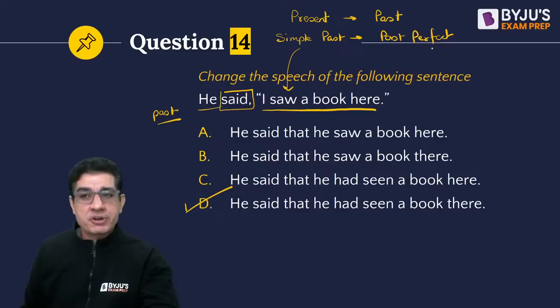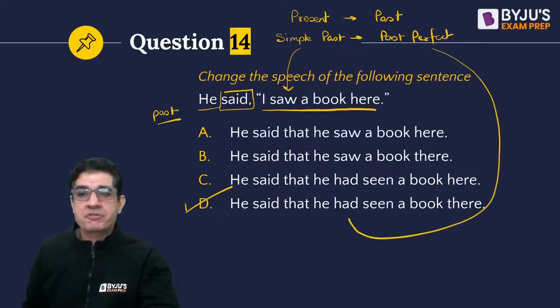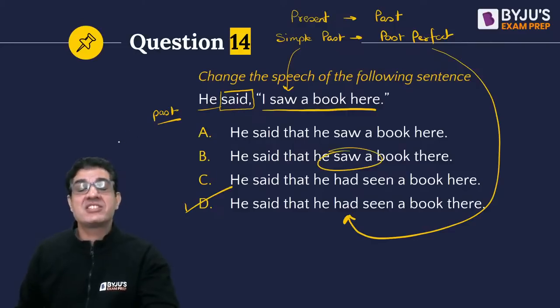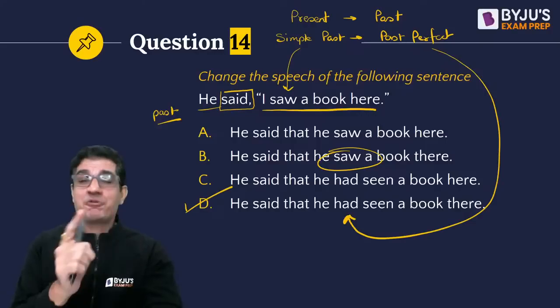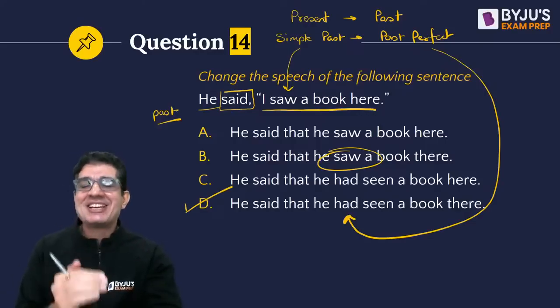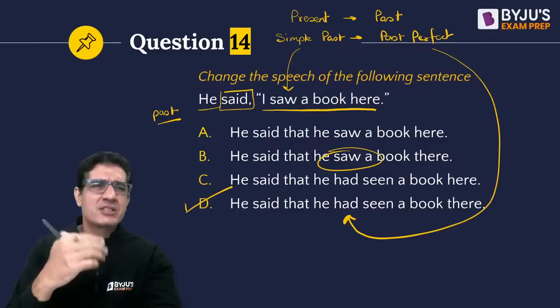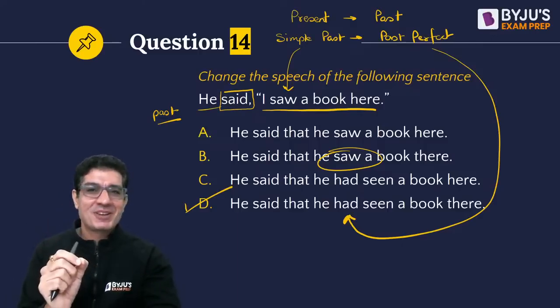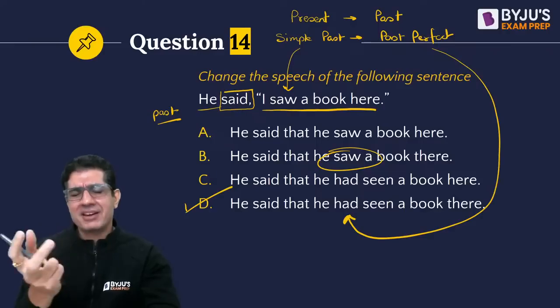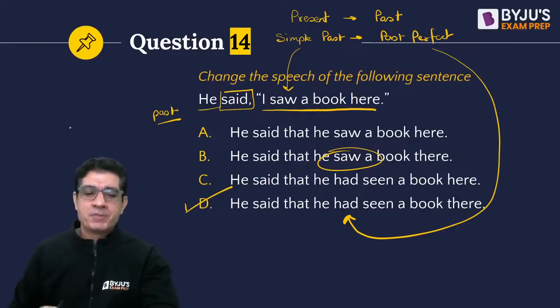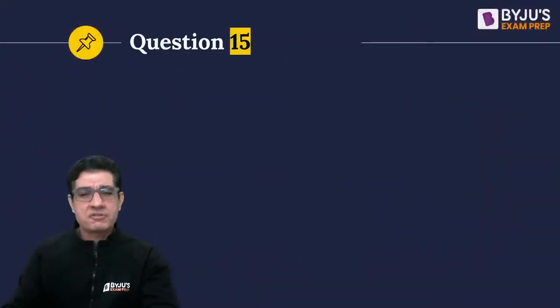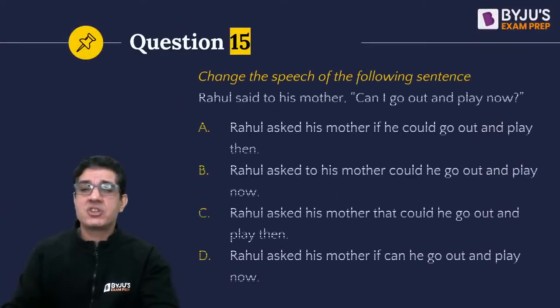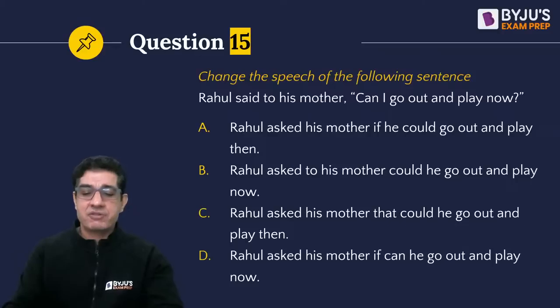So when you convert it into indirect speech, it needs to be in past perfect, and that is D. The problem with B is that we have forgotten to change that tense. So in active passive voice, the tense does not change. But when you go from direct speech to indirect speech, the tense may change. So there are certain requirements, but the tense may change. That is why D and not B. And here is your 15th question, where once again you need to change the speech of the sentence that you have on the screen.